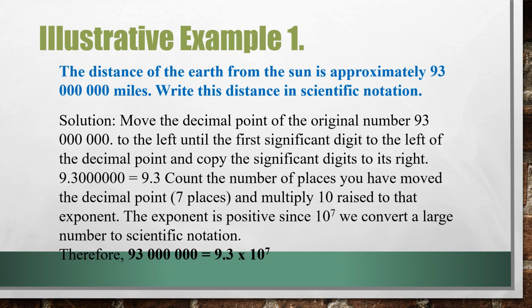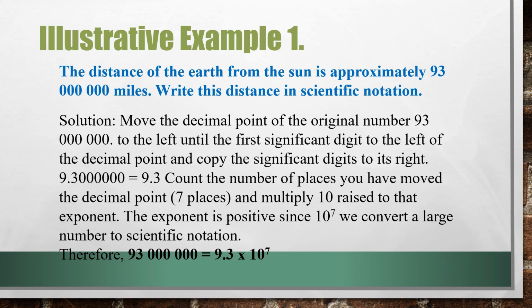So count the number of places you have moved the decimal point. You have moved 7 places to the left, and multiply by 10 raised to that exponent. So the exponent is positive, since 10 raised to 7, we convert a large number to scientific notation. Therefore, 93 million is equivalent to 9.3 times 10 raised to 7.